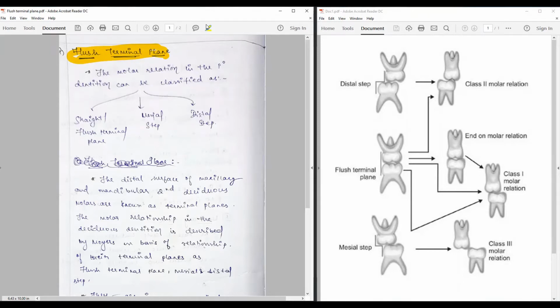Flush terminal plane is the relationship in the primary dentition. Point number one, it's a molar relationship in the primary dentition that can be classified as straight, or what we call the flush terminal plane. The other options are the mesial step and the distal step.